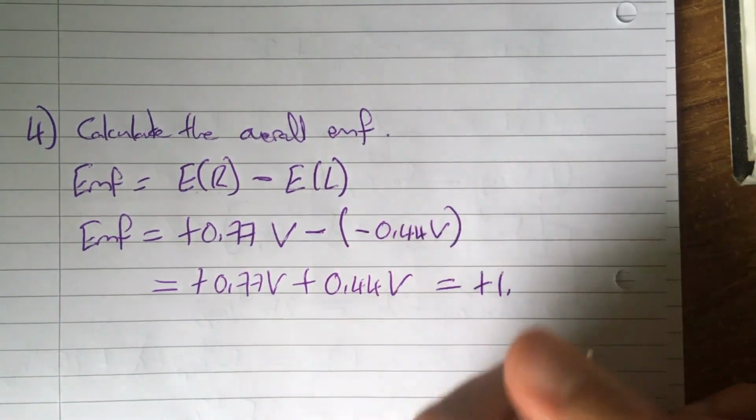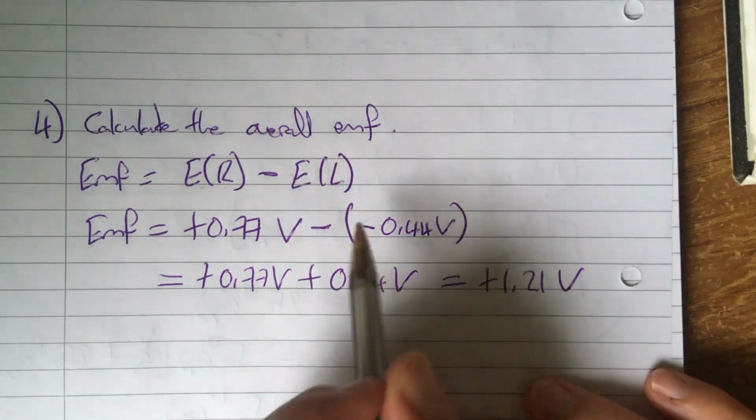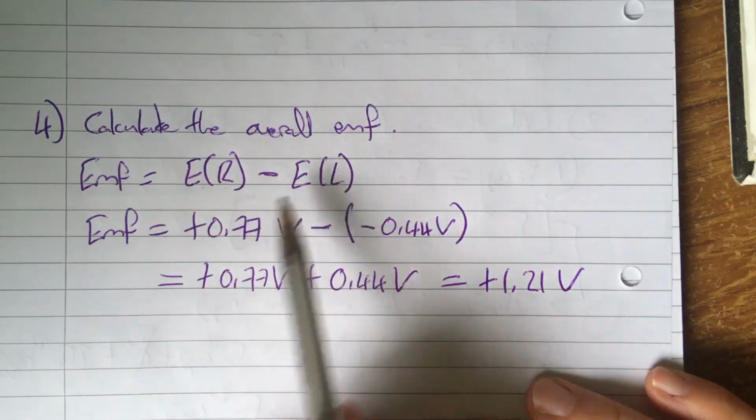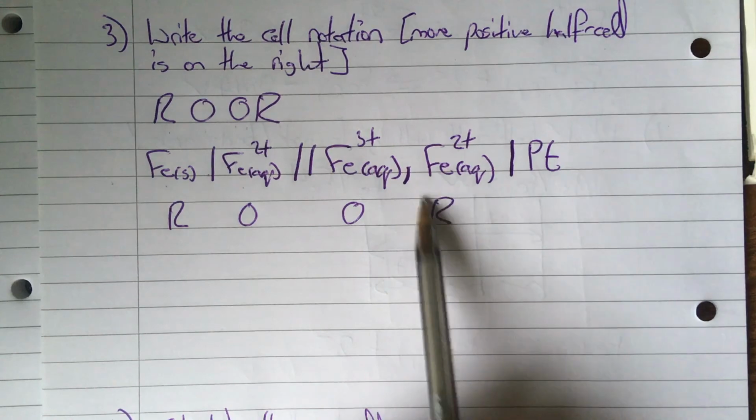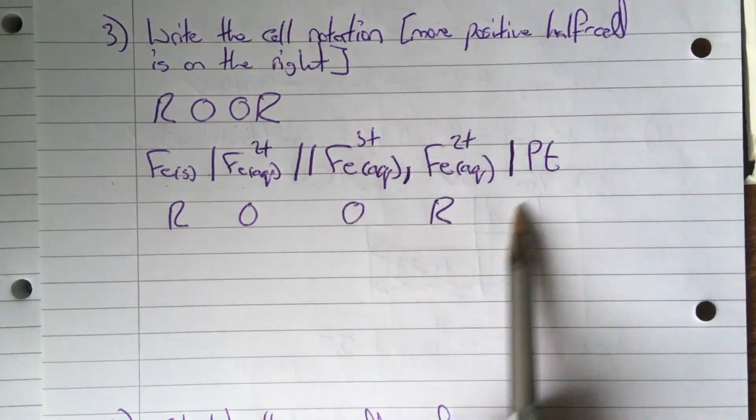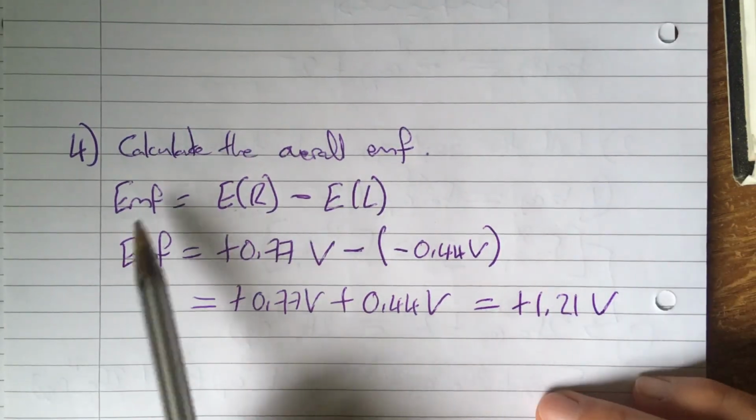Plus 1.21 volts. Okay, so the overall EMF is now calculated using this equation. And we got that from my cell notation, where we know that the more positive electrode half cell is put on the right. And so I worked it out using this equation here.